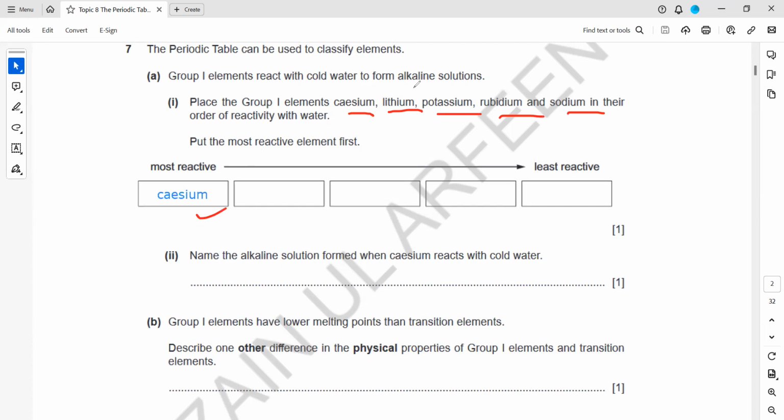Cesium is there. Then rubidium. Then we have potassium, sodium, and at the last we'll have lithium. That's right.